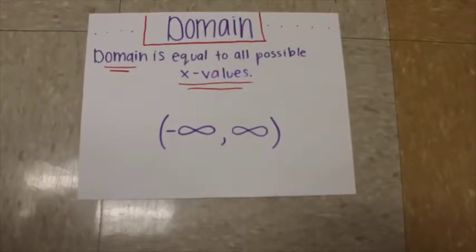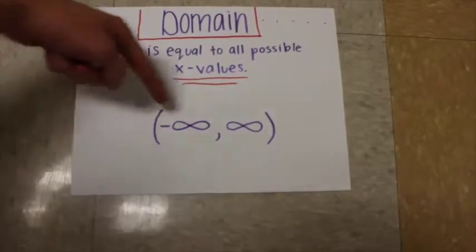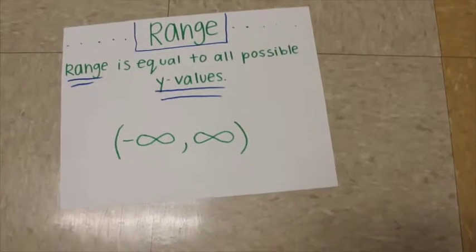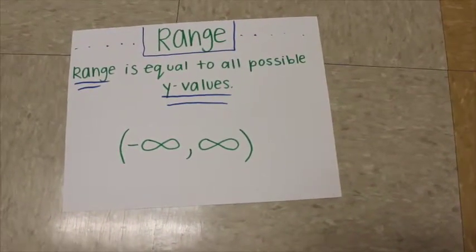Domain is equal to all possible x values, and it goes from negative infinity to infinity. Range is equal to all possible y values, negative infinity to infinity.